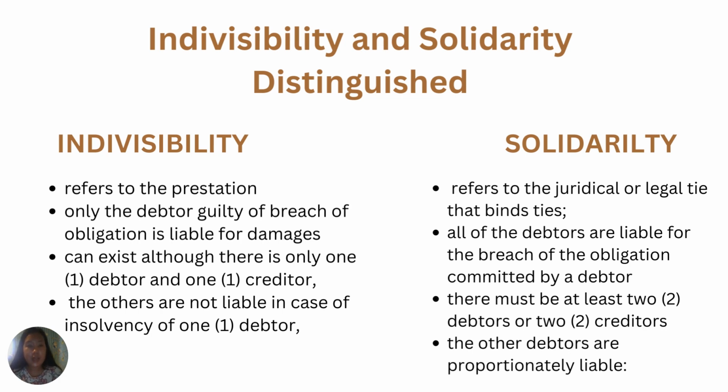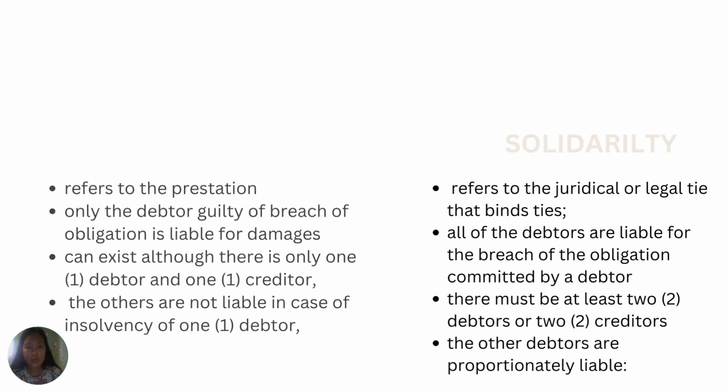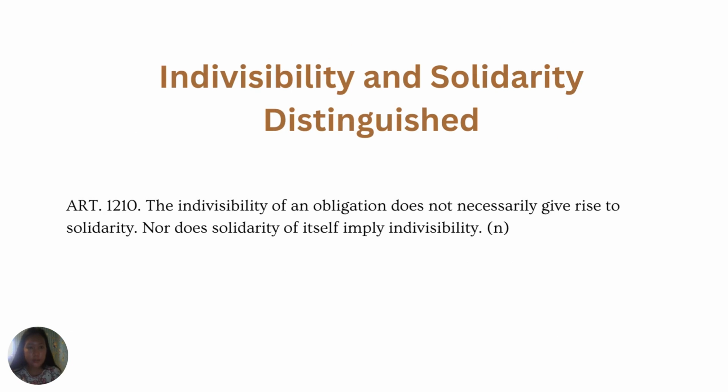Okay, so the first sentence of Article 1210, let's go back. The indivisibility of an obligation does not necessarily give rise to solidarity. It simply means that liability in an indivisible obligation may be either joint or solidary. The second sentence: nor does solidarity of itself imply indivisibility. It just simply means that the subject matter may be divisible or indivisible.